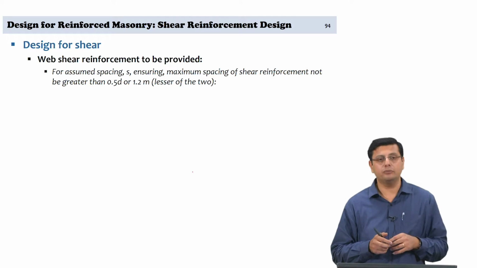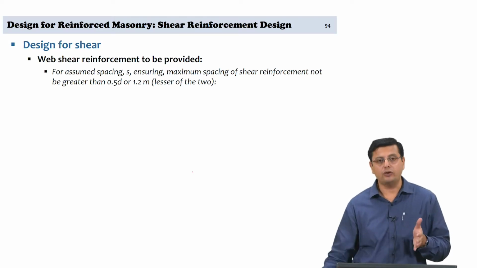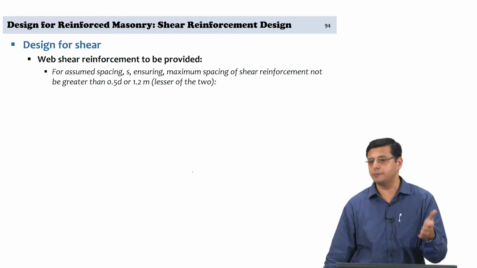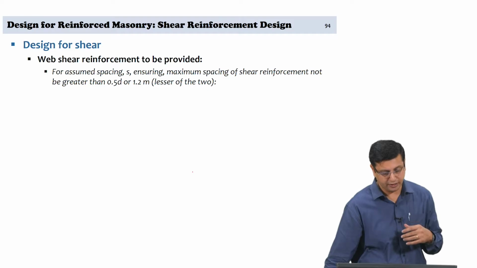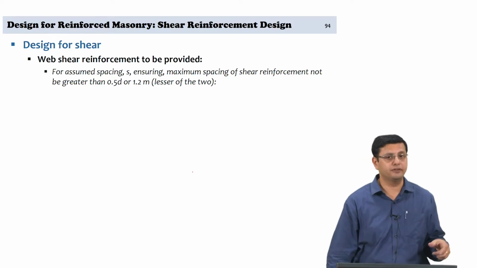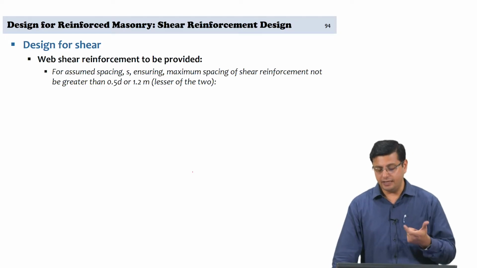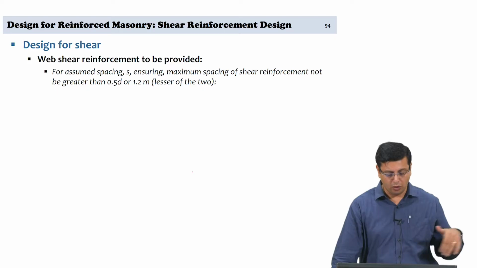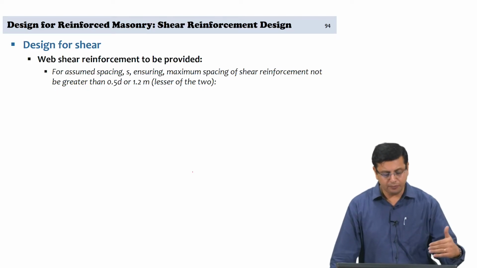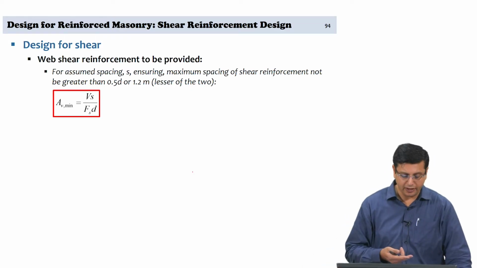So, you begin by assuming a spacing S, but you now have to ensure that this spacing respects the requirements of minimum spacing that the code prescribes for shear reinforcement, and therefore ensure that the maximum spacing of shear reinforcement is not greater than 0.5 times d, where d is the effective depth of the wall cross section that you are looking at, or 1.2 meters. Take the lesser of the two, and that is your spacing that you are assuming to make this calculation.